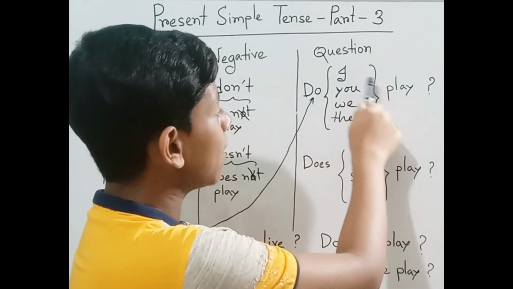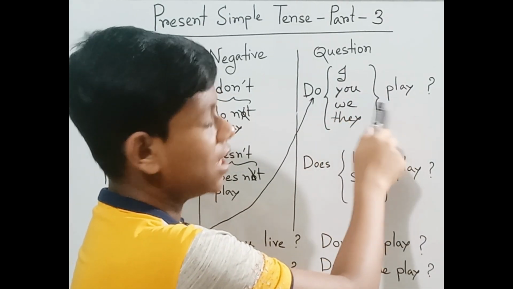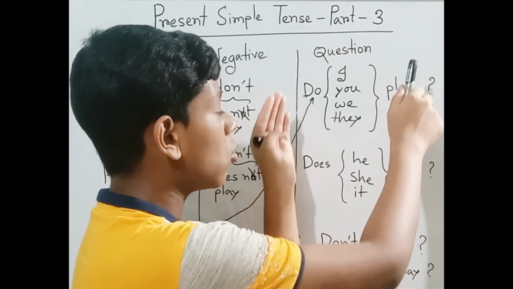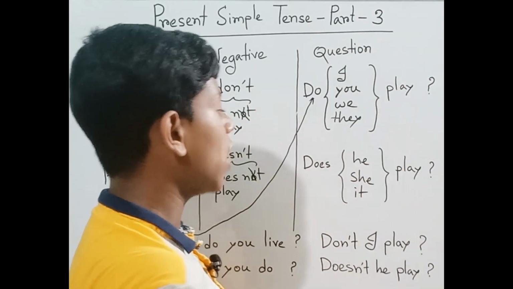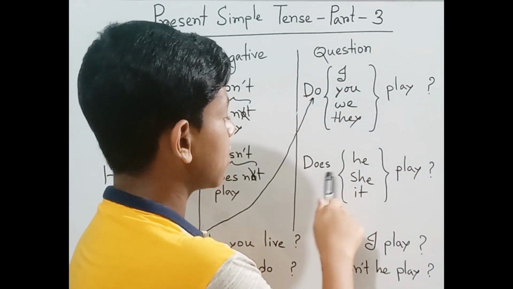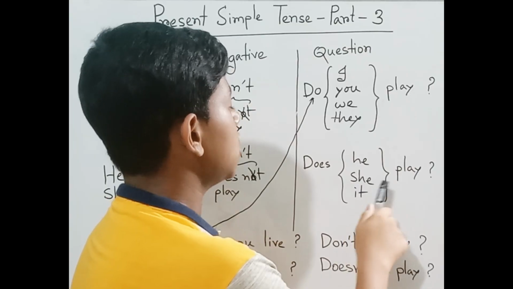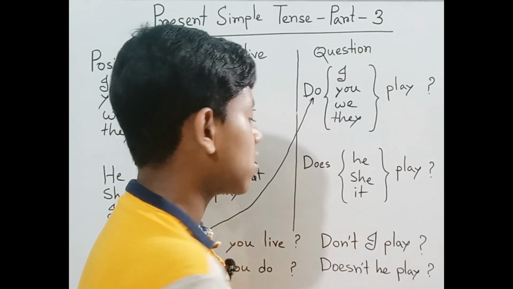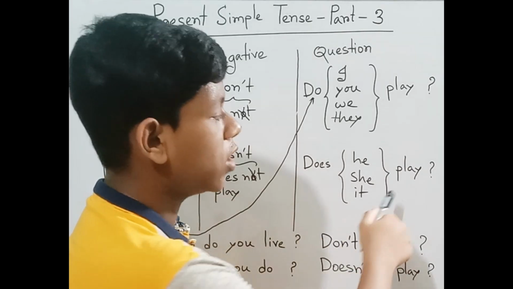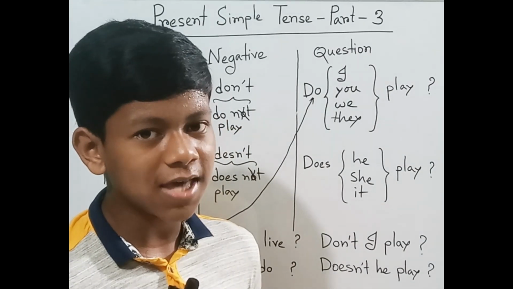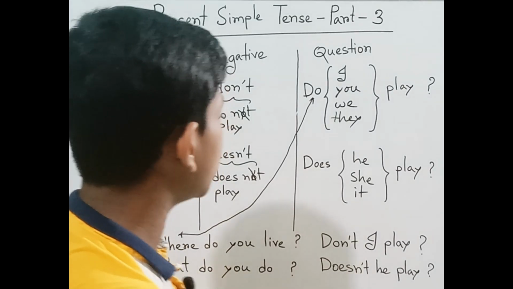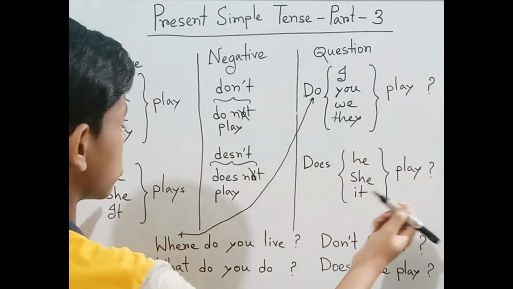Do I play? Do you play? Do we play? Do they play? Now we have already understood do, and now we can look at does. Does he play? Does she play? Does it play? So if you want, you can add a name. No problem. You can say, does Rohim play? Does Arjon play? Does Sifat play? Everything. Okay, so we have already understood these three sections.